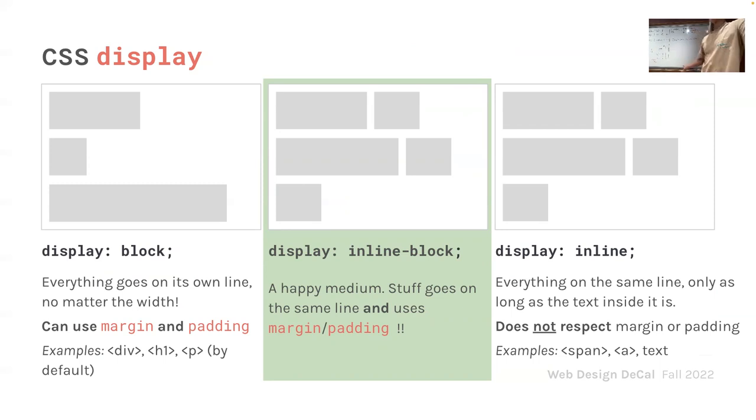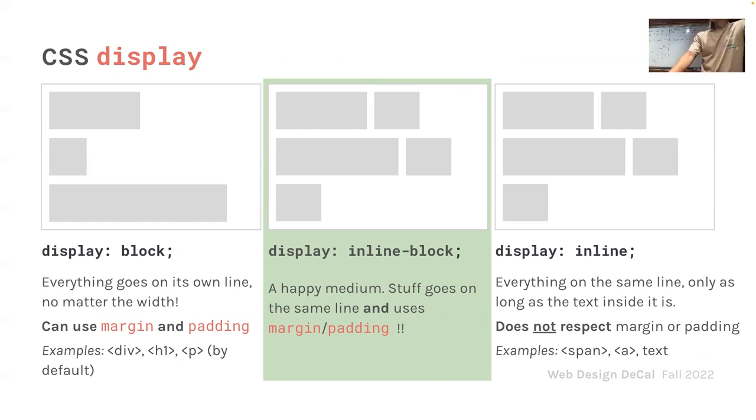You can use margin and padding to fix it, but usually doing too much with the CSS will mess up your code. So what we have is display inline block, which basically goes on the same line. There's no automatic new line, and it also uses margin and padding so you can space out elements however you want. And display inline is not as good because it all goes on the same line until you run out of space, but it also doesn't respect margin or padding or anything like that. So if you want things side by side, we recommend using display inline block.